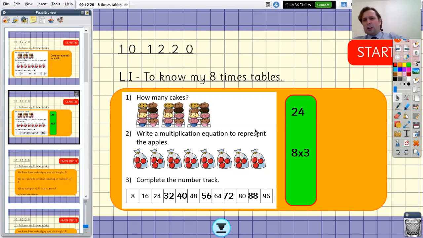And with our number track, we were essentially looking at adding 8 each time. And we're going to practice this in a moment, but what we should have had is something like 8, 16, 24, 32, 40, 48, 56, 64, 72, 80, 88, and 96. And that brings us from 8 times 1 all the way up to 8 times 12.